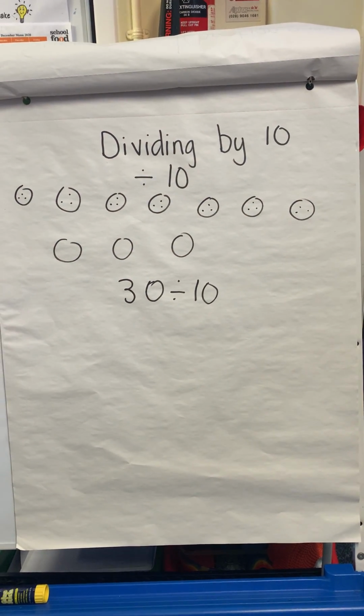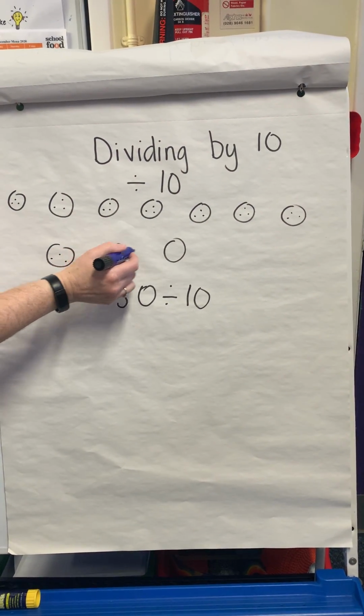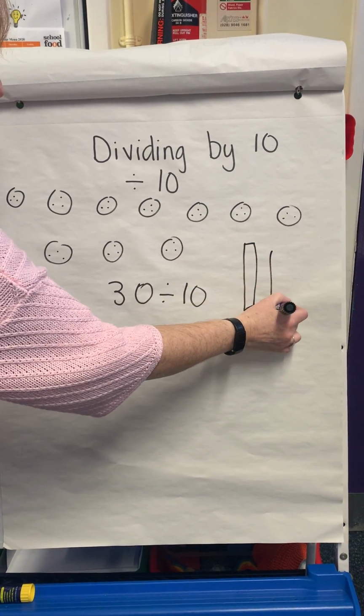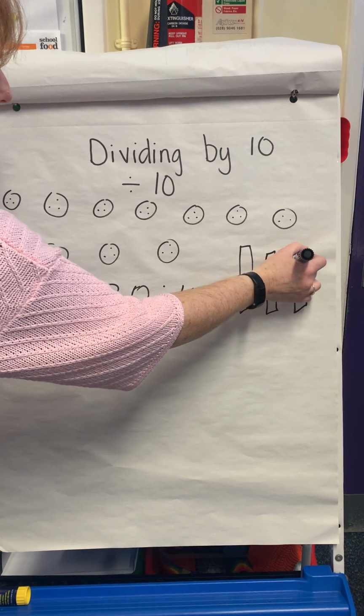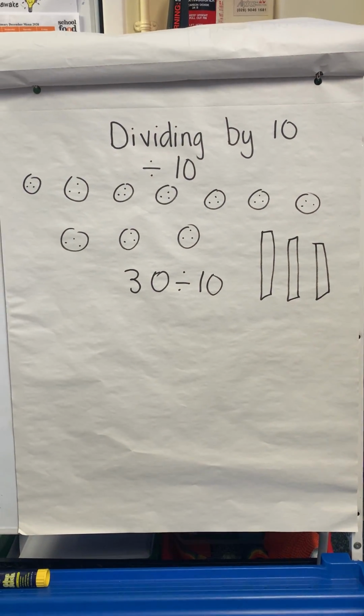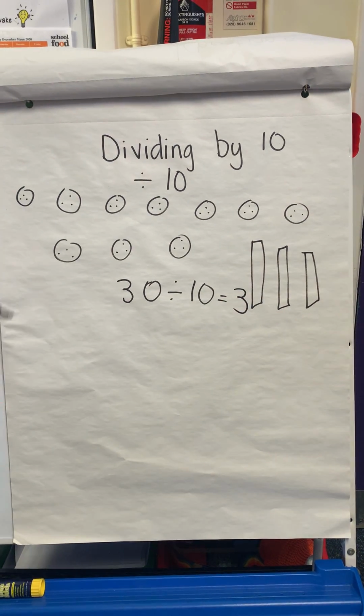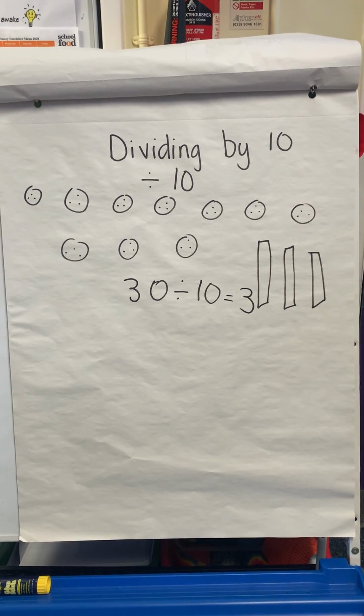Or if I was to put 30 into groups of 10, I would have 10, 20, 30. I would have 3 groups of 10. 30 divided by 10 means that everyone gets 3, or there are 3 groups.